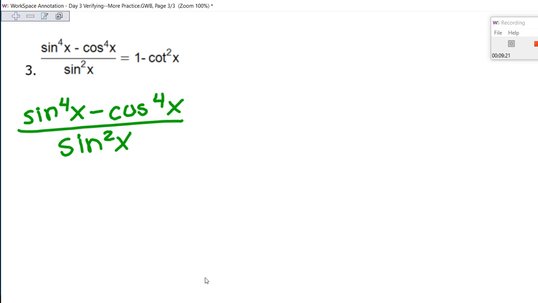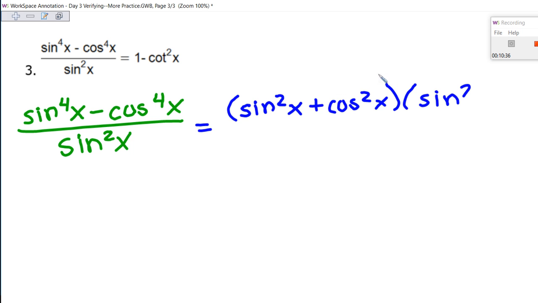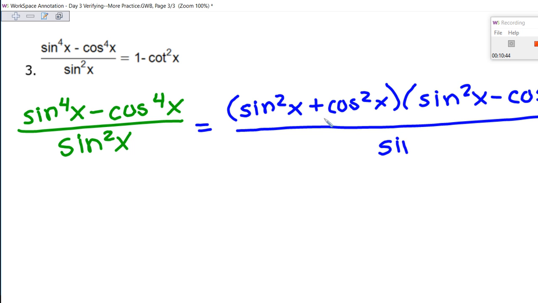Yes. What is that called? Difference of squares. That's a difference of squares. So factor your difference of squares in the numerator. So the square root of sine to the fourth would be sine squared of x plus cosine squared of x. And the other factor would be sine squared x minus cosine squared x over sine squared of x.